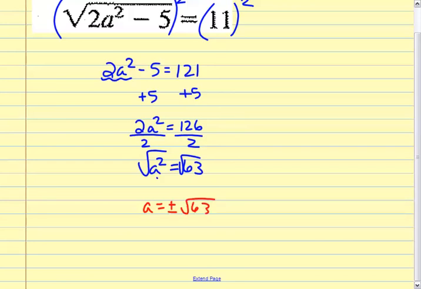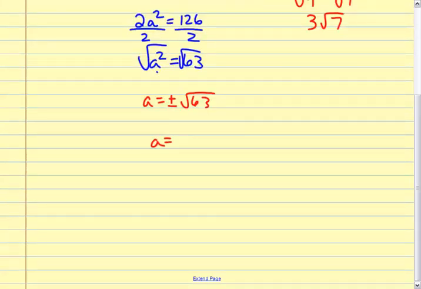But, don't forget, you always have to see if you can reduce or simplify the radical. This is not root 9 times root 7. Root 9 is just 3 times root 7, okay? So that's going to give us a is equal to plus or minus 3 root 7.